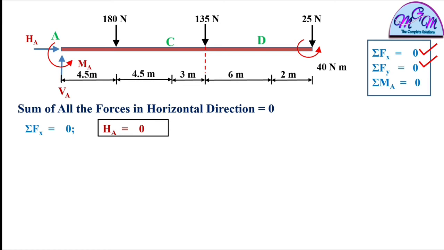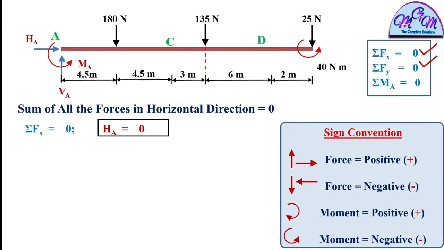If you talk about the summation of Fy equals 0, your equation will be, let us see, in y direction, that means in vertical direction, there is a VA force in upward direction, and after that 180 Newton is acting in downward direction, 135 in downward direction, and 25 Newton in downward direction. But this 40 Newton meter is not a concentrated force, it is a moment, so it will be considered in the moment equation, not in the summation of Fy equals 0 equation.